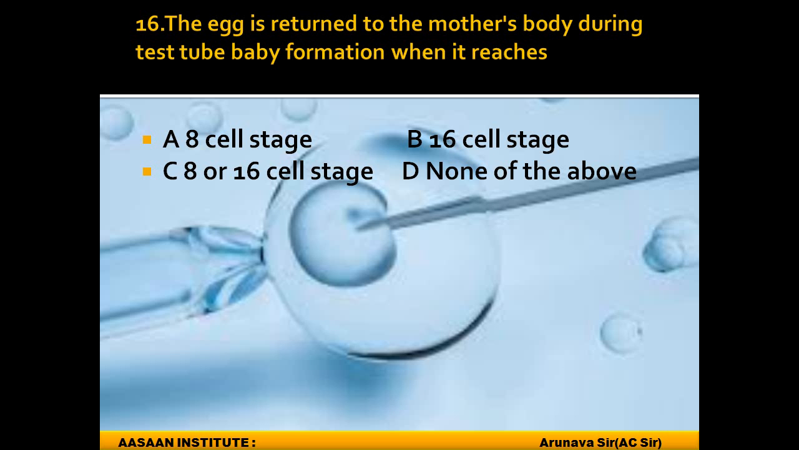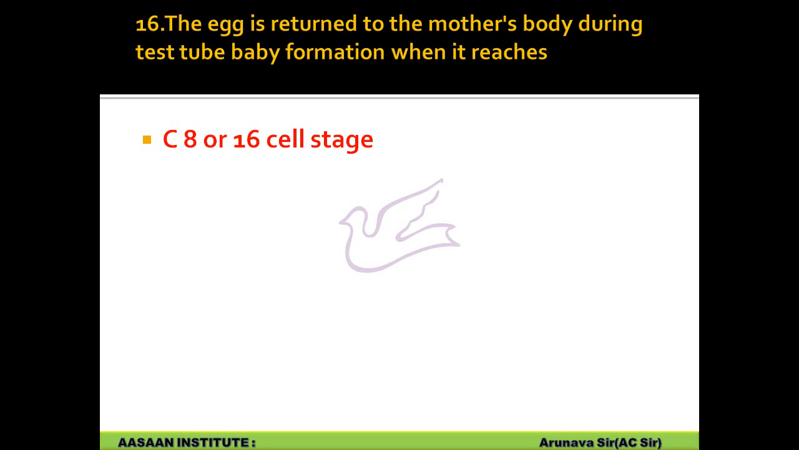Now question number 16. The egg is returned to the mother's body during the test tube baby formation when it has reached what stage? In IVF, the fertilization happens outside the body in the test tube or in the petri dish, but it is transferred at the 8 or 16 cell stage again into the female body for the next stage, the implantation. So the 8 or 16 cell stage is the right option for question number 16. Now go to our next question.